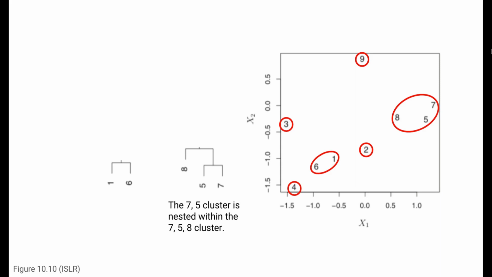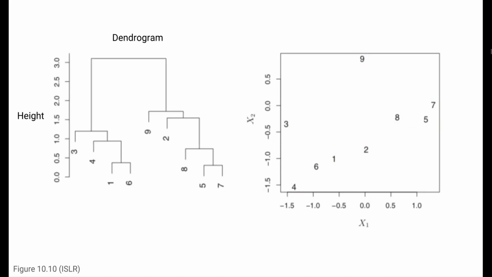In the next step, we fuse the 8 cluster to the 7-5 cluster so that the original 7-5 cluster ends up being nested within the larger 7-5-8 cluster. And we keep going until all cases are in one cluster. And finally, at the end of the process, we have a complete dendrogram. So another thing to note, the vertical height at which clusters are fused indicates their similarity. So the fact that the branch at the lowest height is the one connecting 7 and 5 indicates that they're the 2 closest cases.